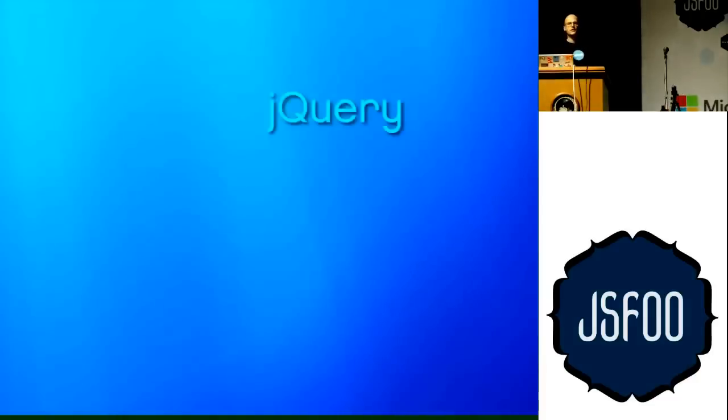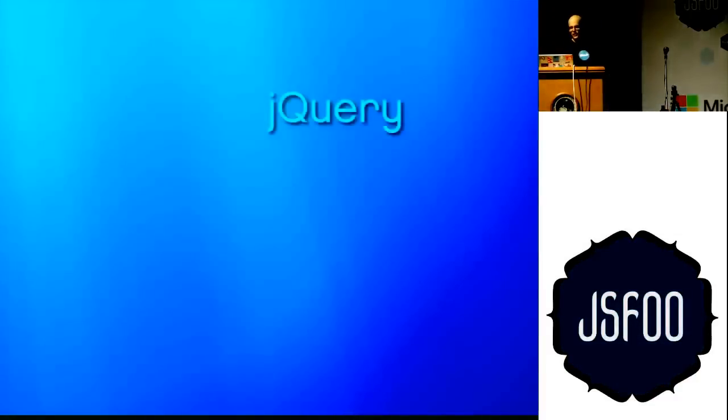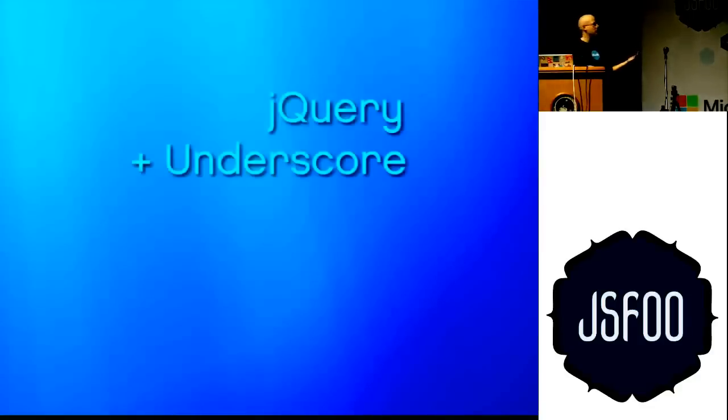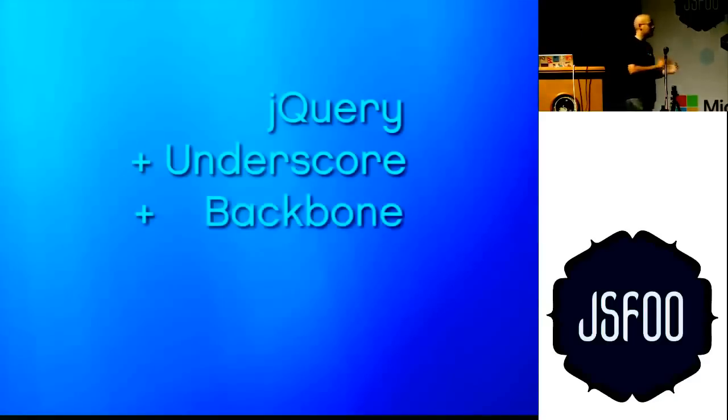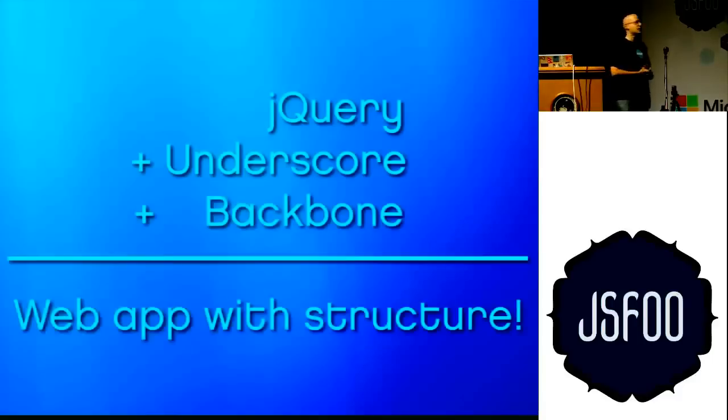Fortunately, over the years, we have some new libraries helping us, like Underscore. It's not really helping us to structure the code, but we get some functional programming that we can use in JavaScript, and it helps to reduce the number of lines of code. And we have also Backbone. With these three libraries, finally we can create web apps with structure. Personally, I'm using Backbone almost every day. I find it really awesome, and you can do great apps.